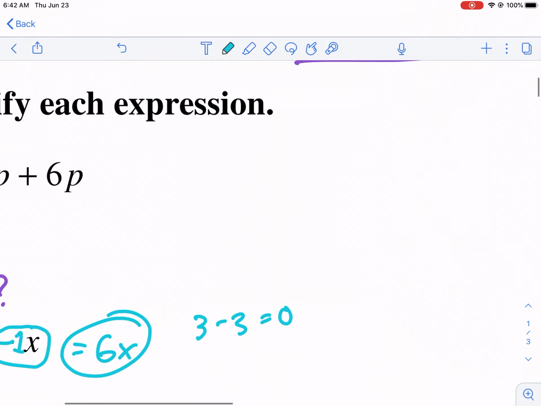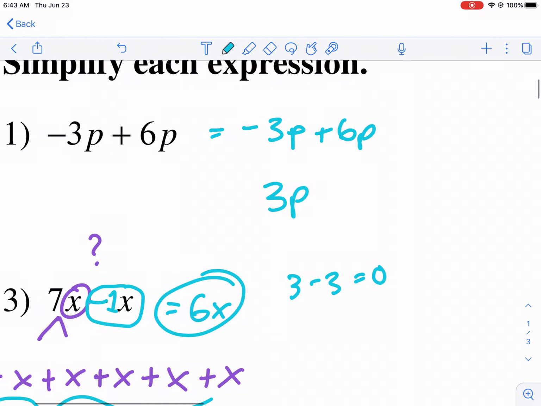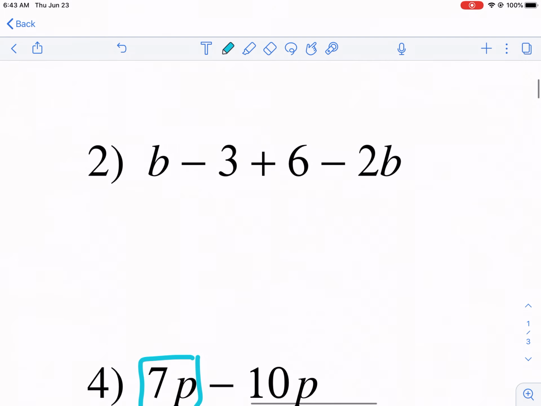Let's go ahead and jump to the same thing here real quick. We get negative 3p plus 6p, and that would just be 3p. Because the bigger number is positive, we're going to get 3p as our answer. So very similar to number 4. Let's go ahead and go to number 2.